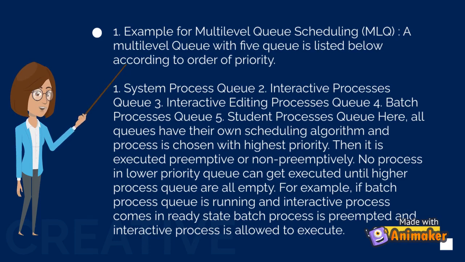Then it is executed preemptively or non-preemptively. No process in a lower priority queue can get executed until all higher priority queues are empty. For example, if the batch process queue is running and an interactive process comes into the ready state, the batch process is preempted and the interactive process runs.